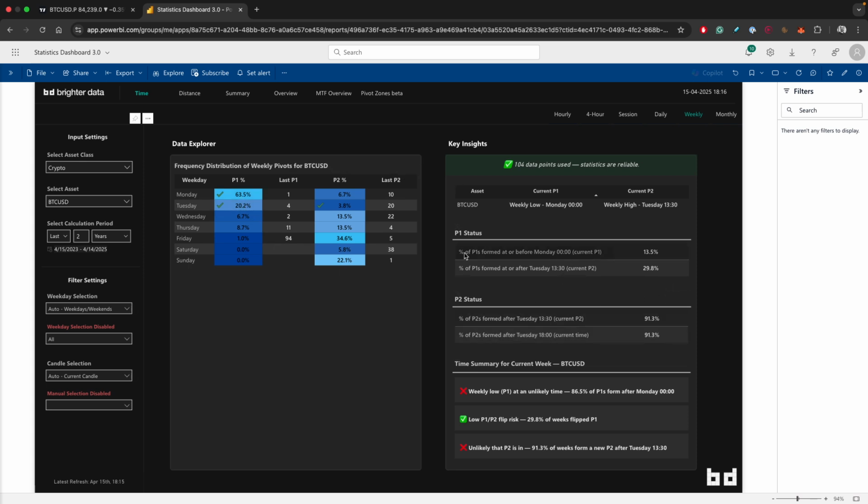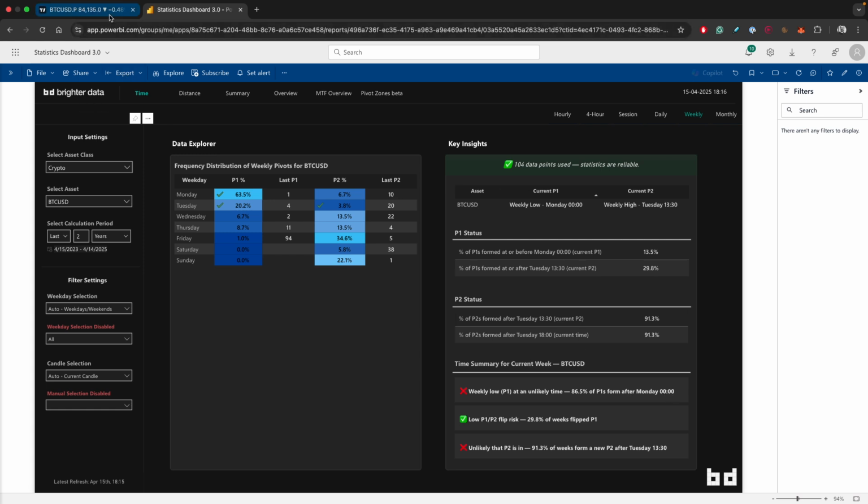But now we can. Here, once again, we see that it's actually still quite a bit, because this is on the 30-minute granularity. The weekly looks at 30-minute granularity. The daily and below looks at 5-minute granularity. So in the first half an hour, it's saying that 13.5% of weekly P1s get formed in the first half an hour of the week, which is actually quite a lot. It's still a minority, don't get me wrong, but I find it still quite a bit. What we see now is the same thing: weekly low P1 is an unlikely time because 86.5% of P1s form after Monday 0000.